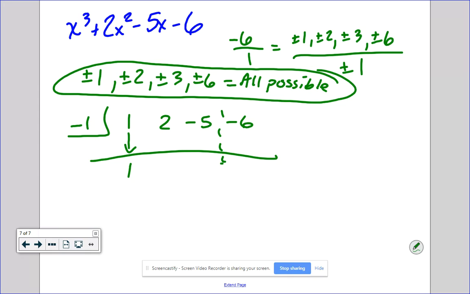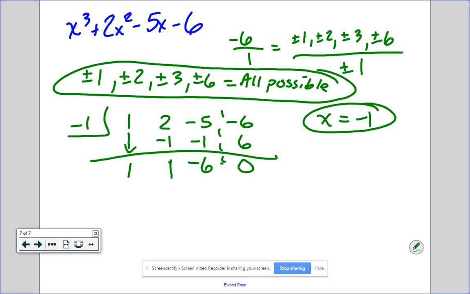Bring the 1 down. 1 times negative 1 is negative 1. And add is 1. 1 times negative 1 is negative 1. And add negative 6. Times negative 1 is positive 6. And add is 0. So x equals negative 1 is a root. Okay?